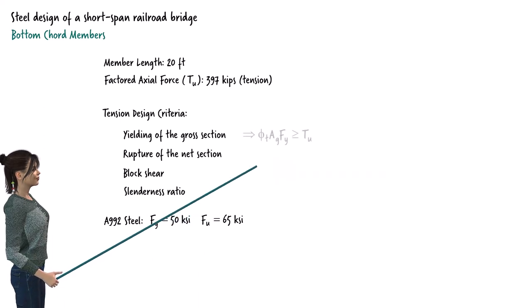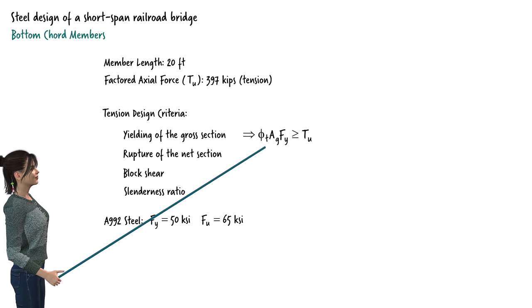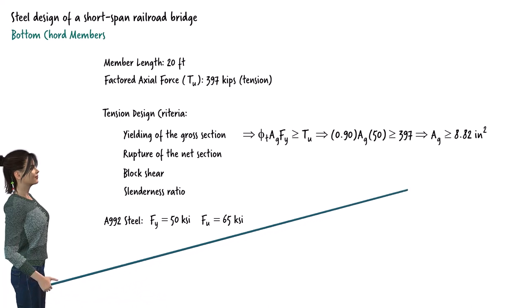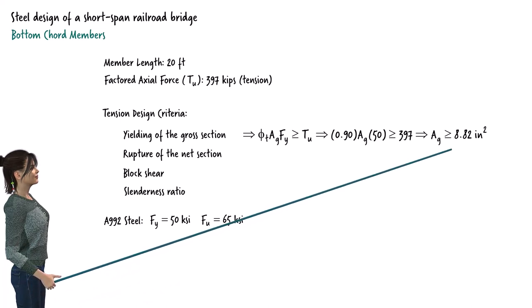We know that the yield strength of the section must exceed the factored axial force in the member. Here, phi, the strength reduction factor, is 0.9. Since F sub y is 50, and the factored tension force in the member is 397 kips, we get a minimum required gross area of 8.82 square inches. So, we need to select standard W sections with a gross area of at least 8.82.